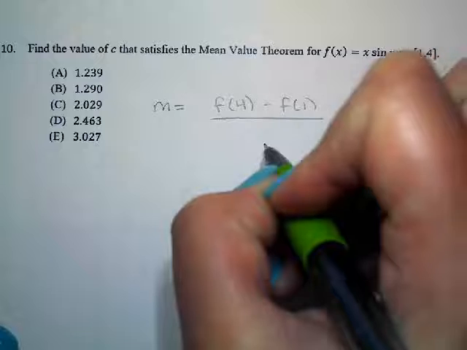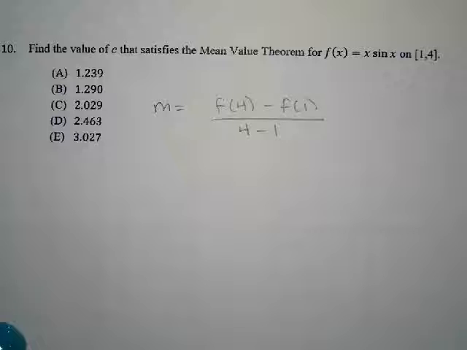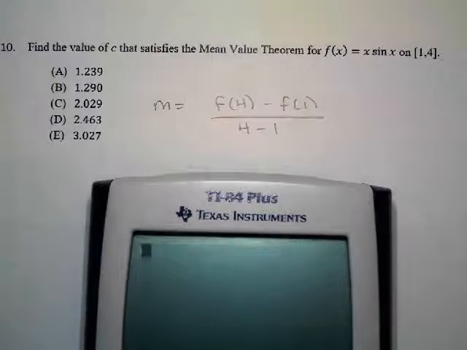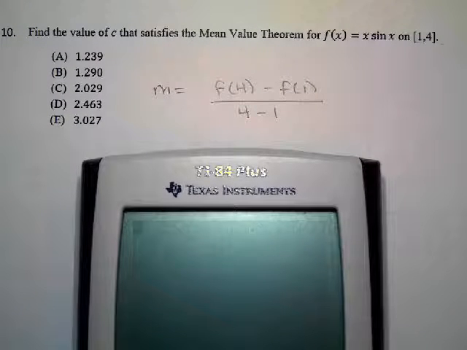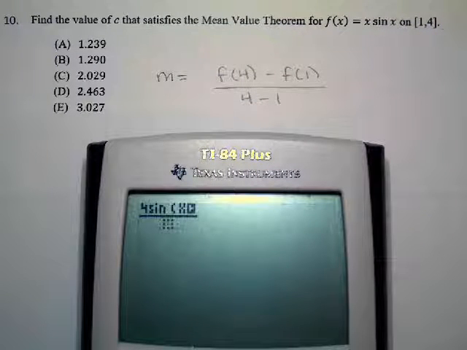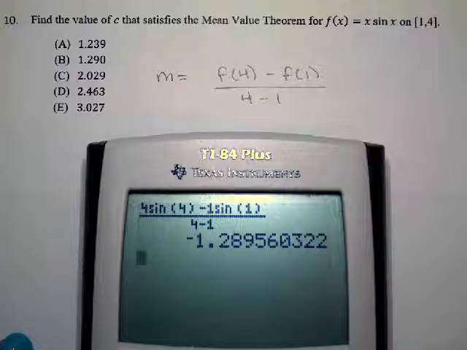So I'm going to type this in as 4 sine 4 minus 1 sine 1 divided by 4 minus 1. All right, and whenever we're doing problems like this, this is not my final answer, so I'm going to go ahead and store this as A.